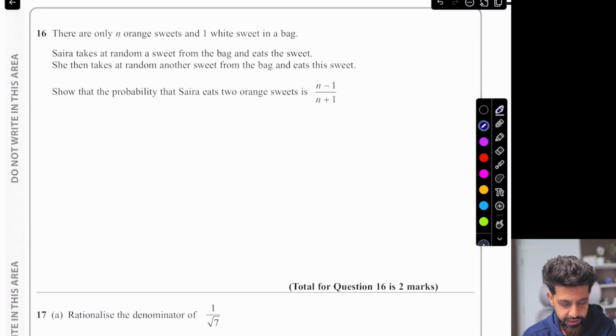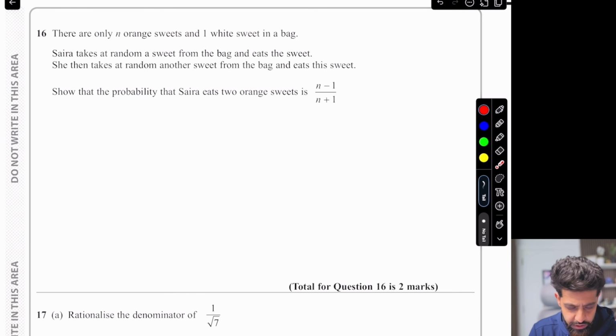Syra takes at random a sweet from the bag and eats the sweet. She then takes at random another sweet from the bag and eats this sweet. Show that the probability that Syra eats 2 orange sweets is n minus 1 over n plus 1.